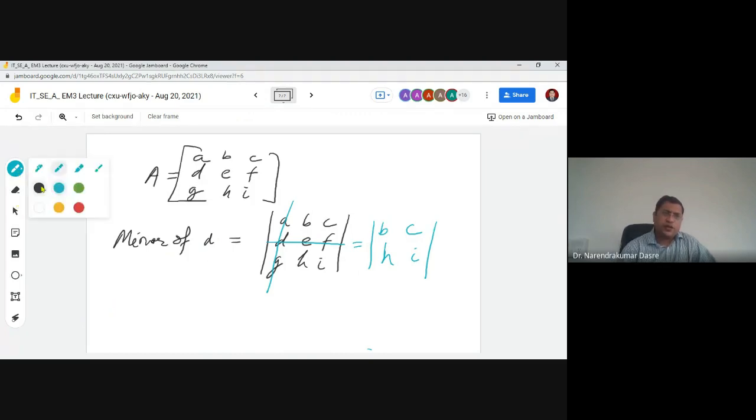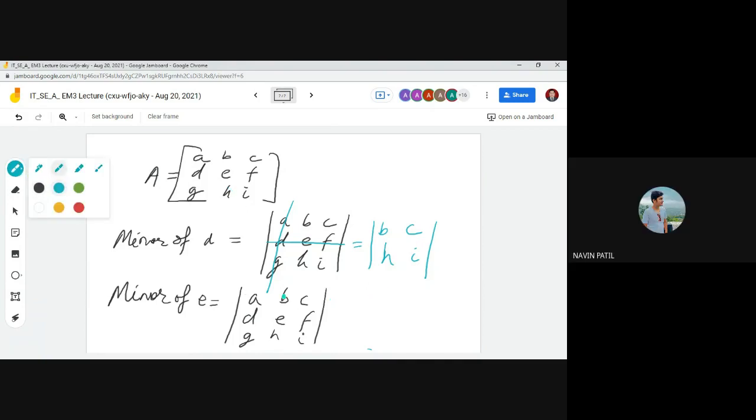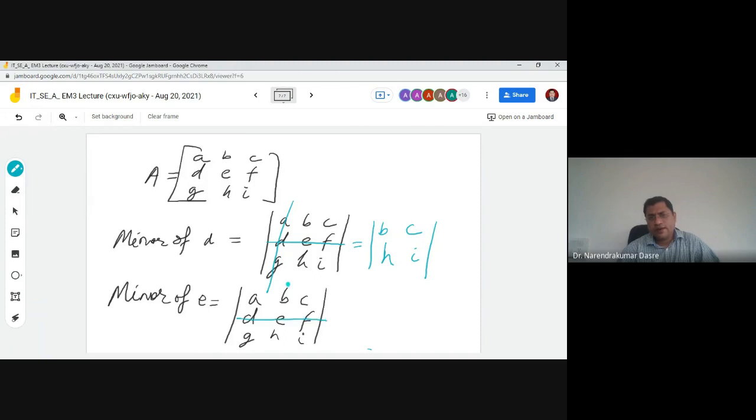So if we think of the minor of E, with A, B, C, D, E, F, and G, H, I, can you tell me what I have to delete now? Second row, second column. Yes. So we delete the second row and second column, and what I will be having is A, C and G, I. So this is going to be the minor.